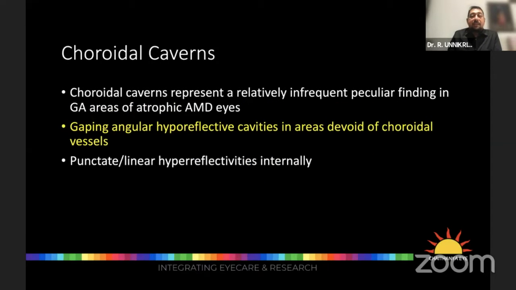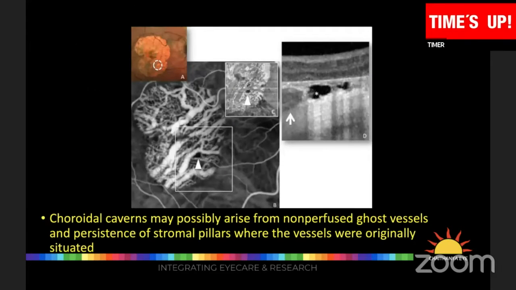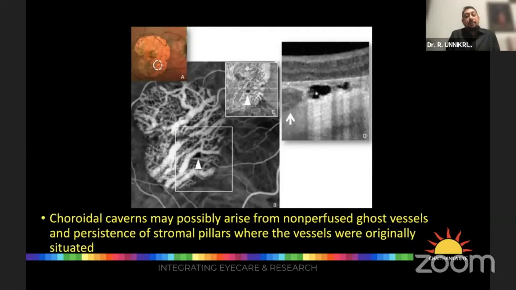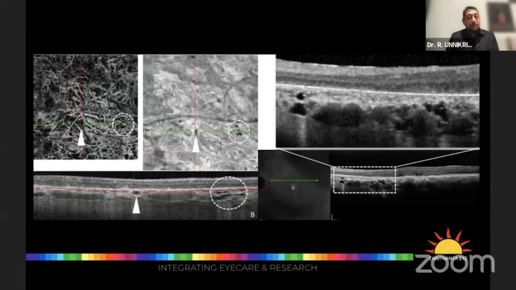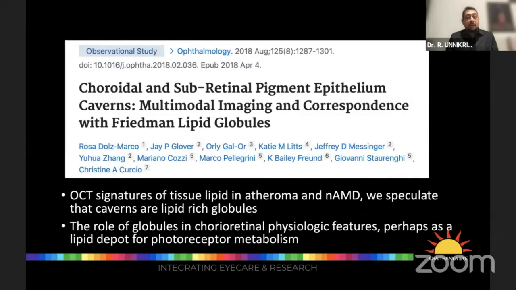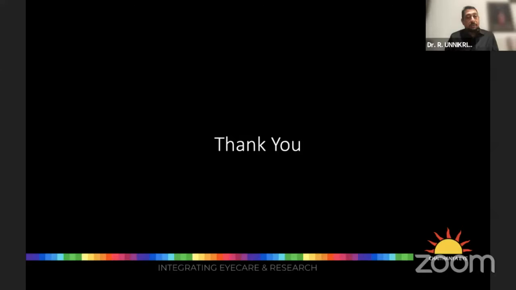Finally, the choroidal caverns are strange features where you have hyporeflective spaces, and you can see there are overlying areas where there's severe RPE choriocapillaris damage. So again, a beautiful study now says that choroidal caverns are not empty and they're likely to contain lipoproteins. The significance is unknown.